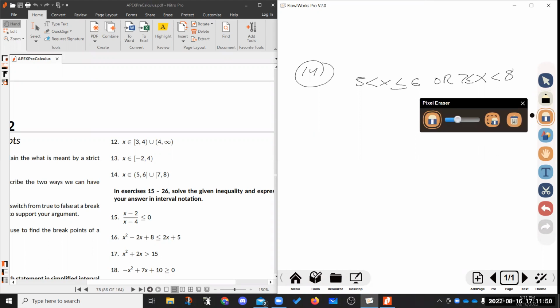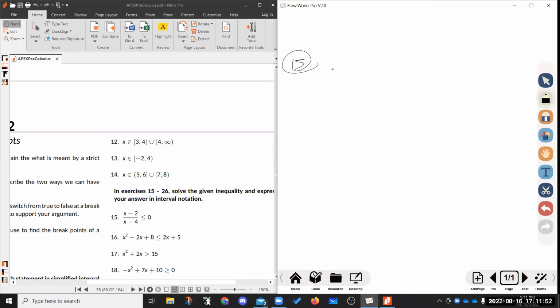Now let's look at number 15. So we have the expression x minus 2 divided by x minus 4 needs to be less than or equal to 0. I'm just going to use a number line. I'm not going to use a graph here. I'm going to start off with my domain, which tells me that I can't be equal to 4 because I can't divide by 0. Then I'm going to look for the zeros of my numerator. They're going to be at 2. They're allowed to be included. I'm going to put a solid dot there.